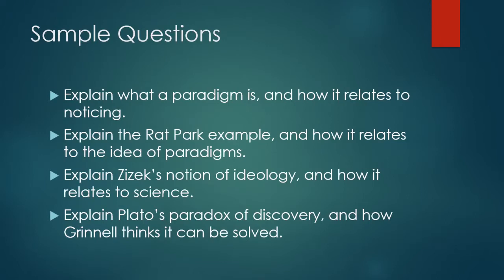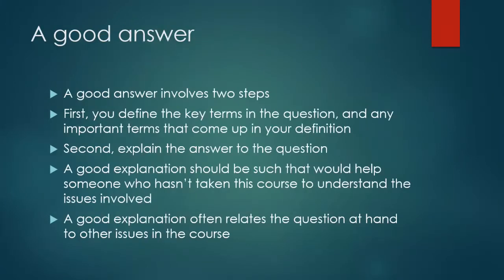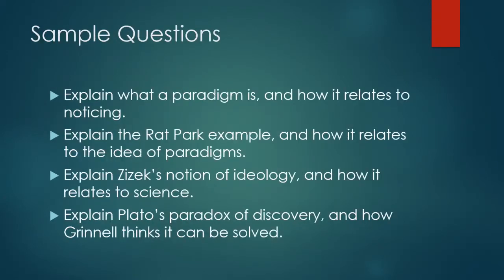So a good answer would be something like, let me just go over what a good answer might look like, and then we'll talk about each of those questions. A good answer is typically going to involve 2 steps, the definition step and then the explanation step. So you're going to start by defining key terms in the question, and then any key terms that you use in your explanation for the answer. Like in this one, what a paradigm is and how it relates to noticing. So you'd start with explaining what a paradigm is, a few of the things that we've said about paradigms, and then noticing.